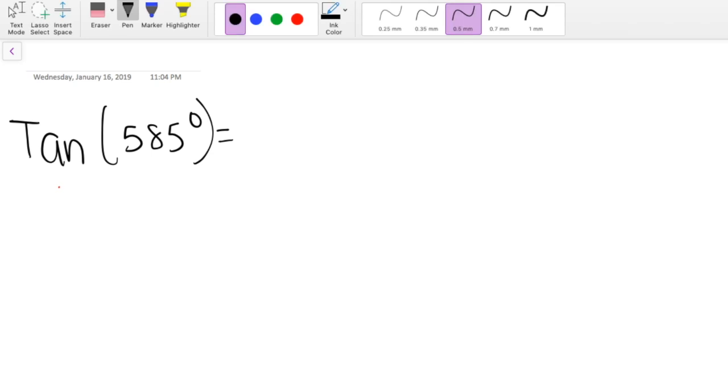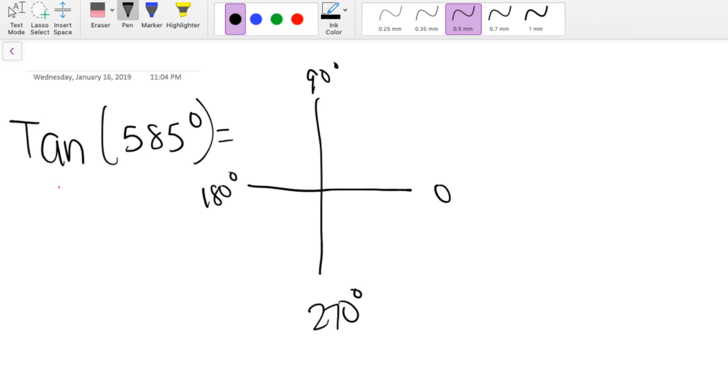Alrighty, for the last problem right here, we have tangent of 585. Drawing the unit circle shouldn't be new to you now. Start right here, we have 0. At the top, 90 degrees, 180 degrees, 270 degrees, and another turn around is going to give you 360 degrees. So we're trying to find 585. How is that going to be possible if the highest this unit circle goes up to is 360?